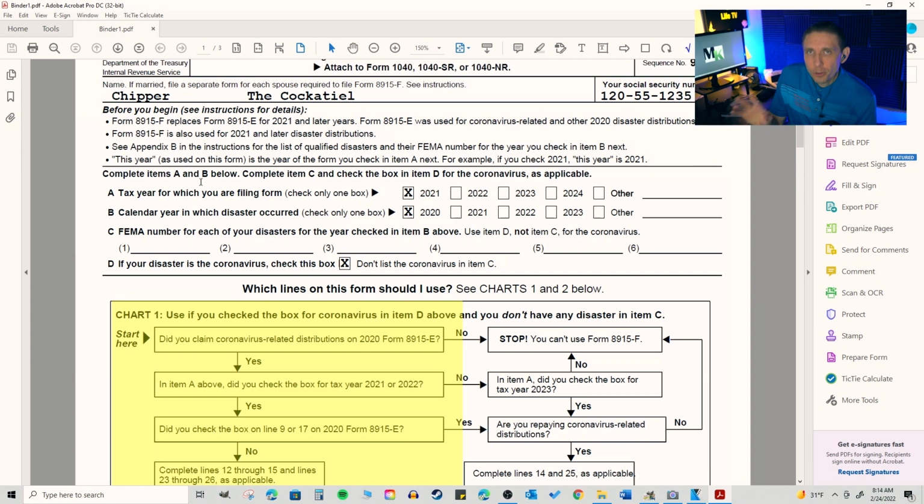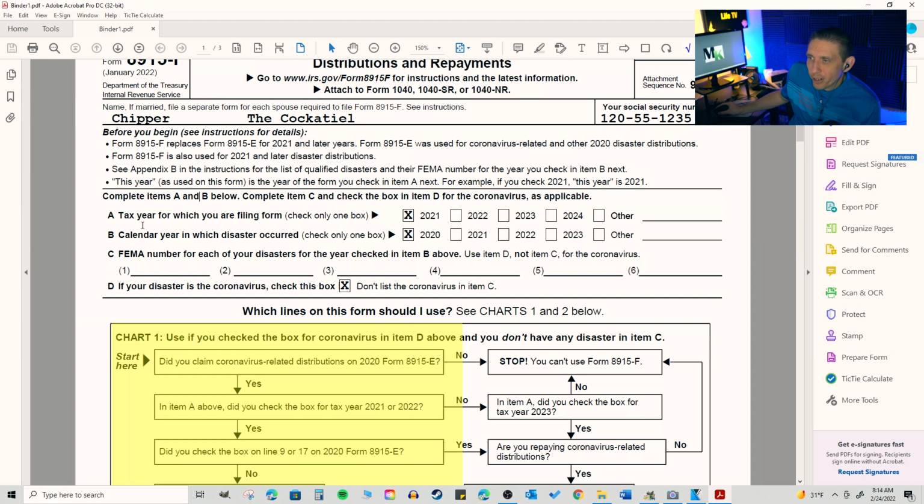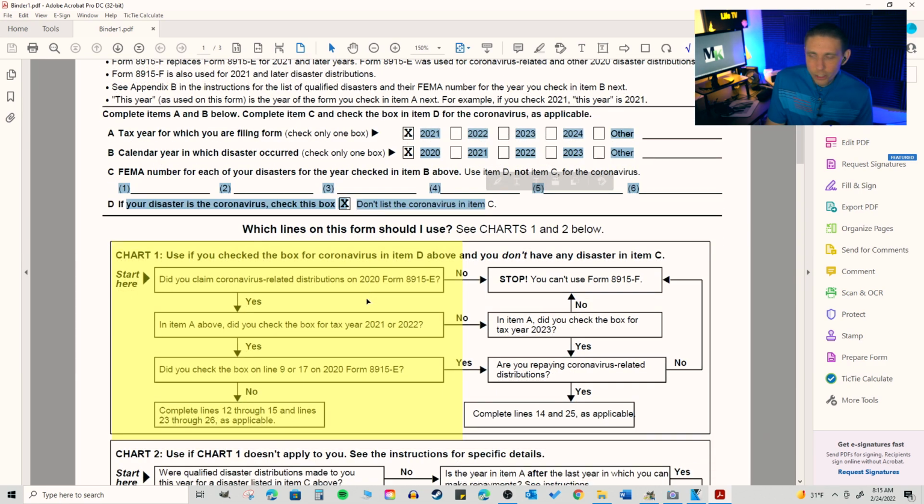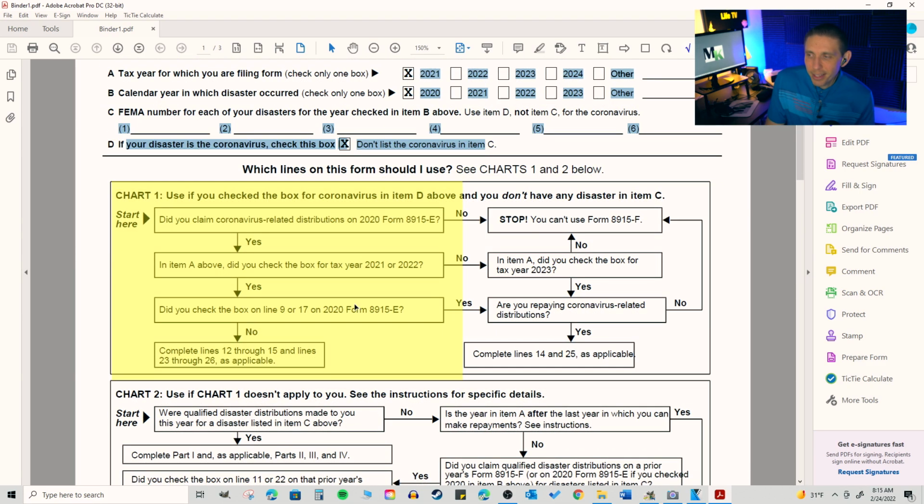So here we go. The first part of the form hasn't really changed much from the draft, but you can see in this first part right here on screen, in row A and B, it says tax year for which you're filing this form. So 2021, and then on row B, it says calendar year in which disaster occurred. The disaster we're specifically talking about, of course, is the coronavirus distribution, which only occurred and only was allowed in 2020. So that's why that box is checked. It says on line D, if your disaster is the coronavirus, check this box, which it is, and don't list the coronavirus item in item C. So that's why row C up here is blank.